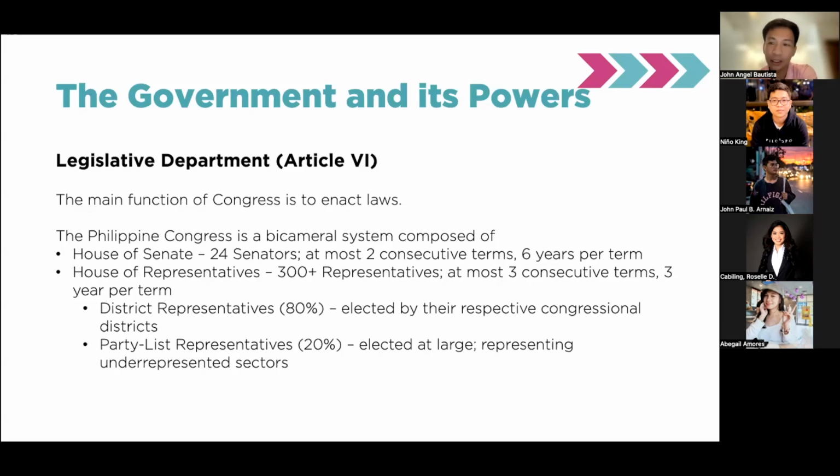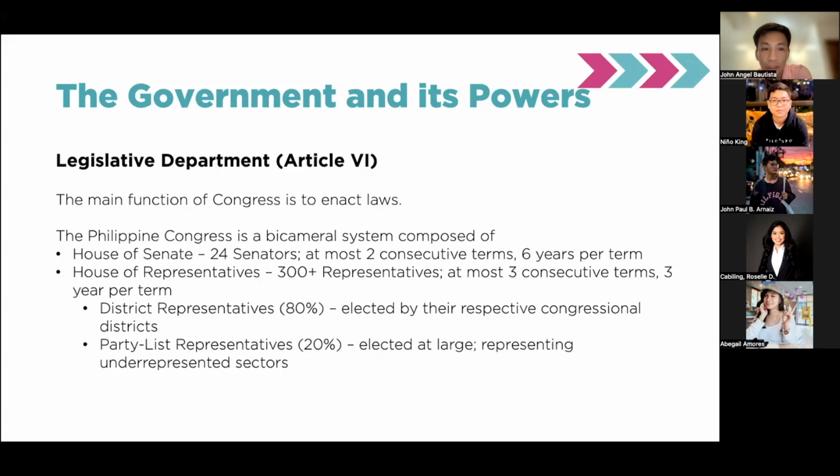Yung party list representatives naman, this is your vote for party list. Everyone votes for a party list. Lahat ng tao magboboto ng isang party list lang. So they're elected at large. They are supposed to represent underrepresented sectors, no? Marginalized sectors, underrepresented sectors of society. Supposed to be, ano?